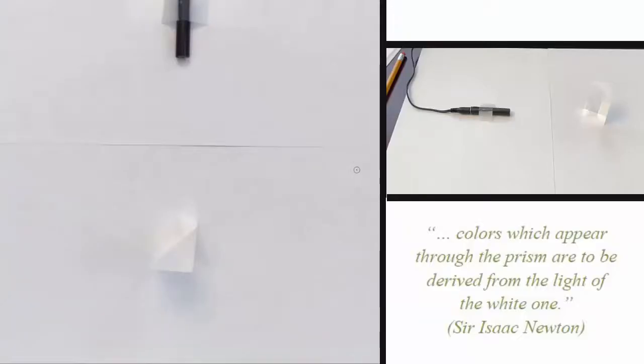To accomplish the learning outcomes for this lab, you need to complete the following steps. Number 1, you're going to tape the white paper to the top of your lab desk, and you're going to place the laser pointer on one side and tape it down so that it's held steady.